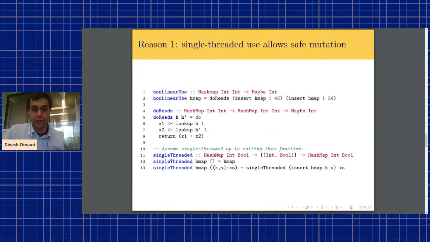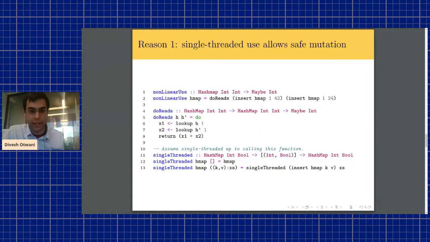So the first reason is that our single-threaded use allows safe mutations. It doesn't allow the mutations to have issues. So let's see what goes wrong when we don't have single-threaded uses, and how single-threaded uses are really just fine.